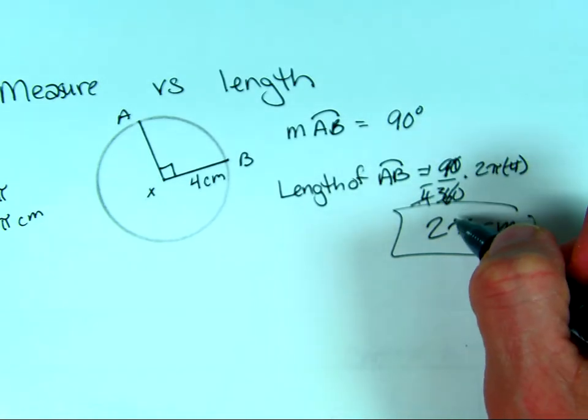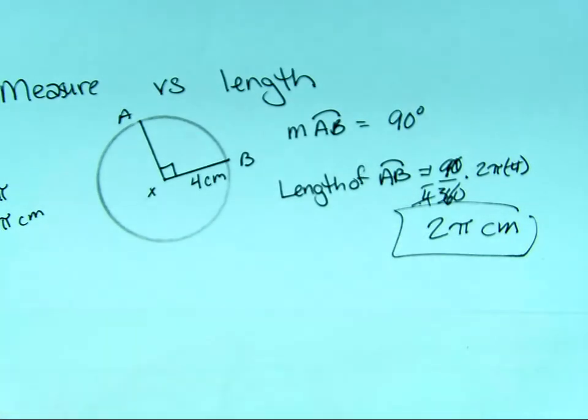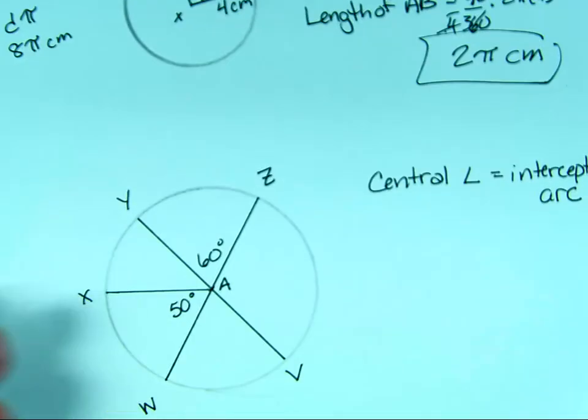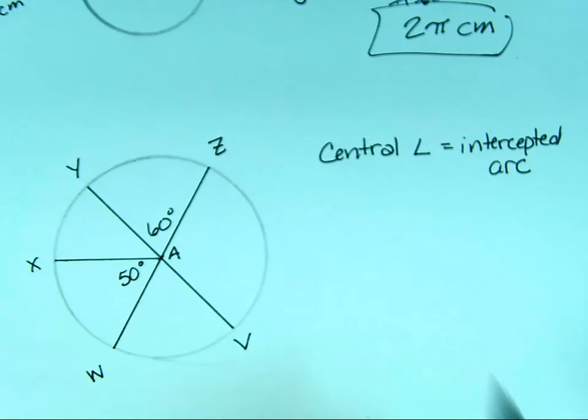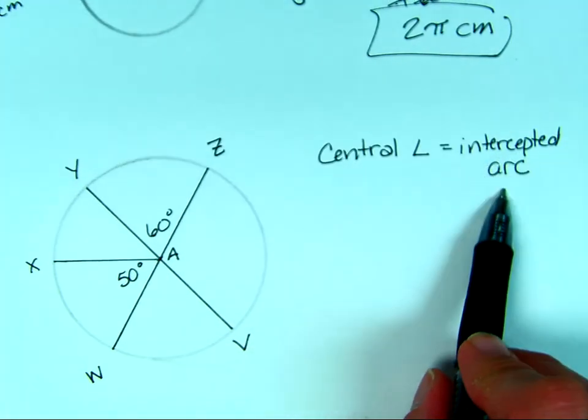So I just want you to understand the difference between measure and length as we go into this, because sometimes they're going to ask you for the measure, and it's not this formula. You're just going to look at the degrees. So again, remember, our main goal is to remember that the central angle is equal to its intercepted arc.